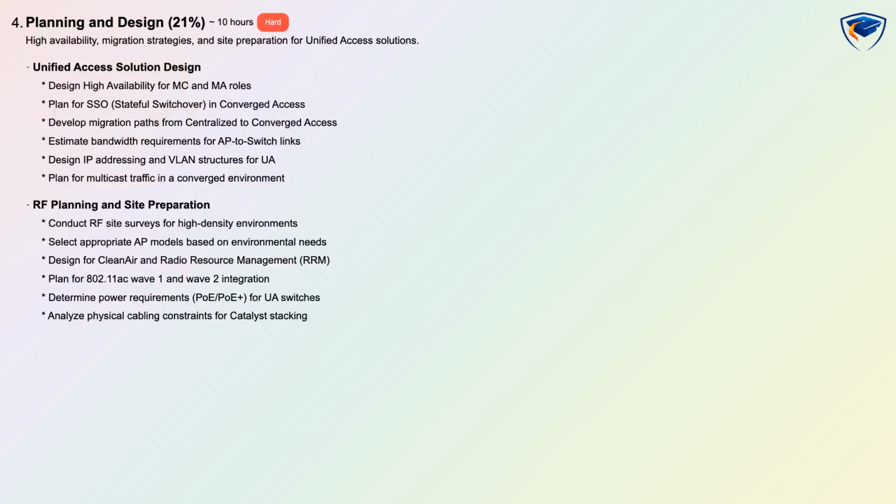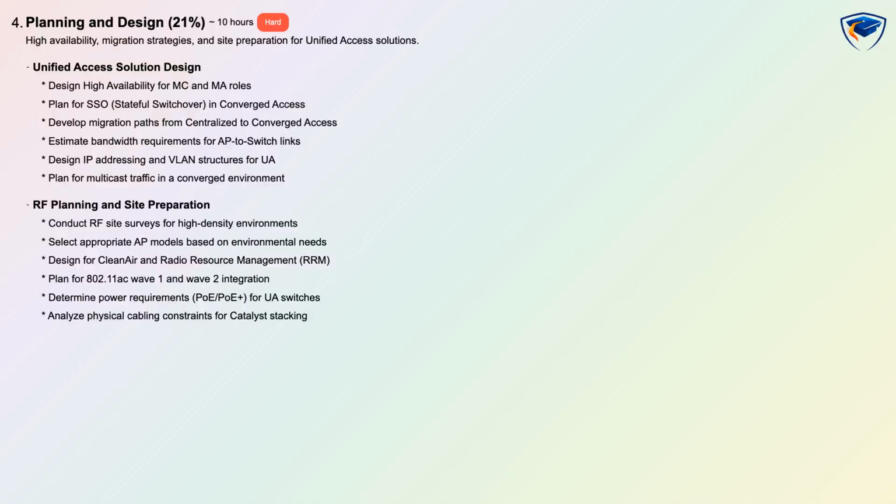Planning and design is 21% of the exam, is rated hard, and suggests about 10 hours of study with scenario-based assessment. This domain focuses on designing high availability and migration strategies for unified access, including HA for mobility controller and mobility agent roles, planning SSO and migration paths from centralized to converged access, and estimating bandwidth for AP to switch links.